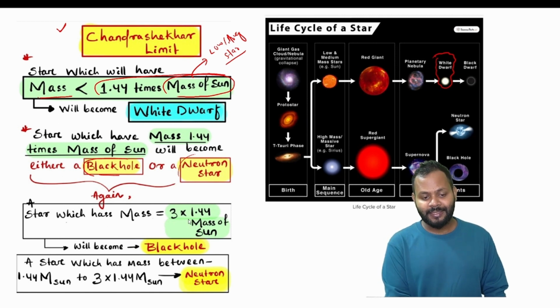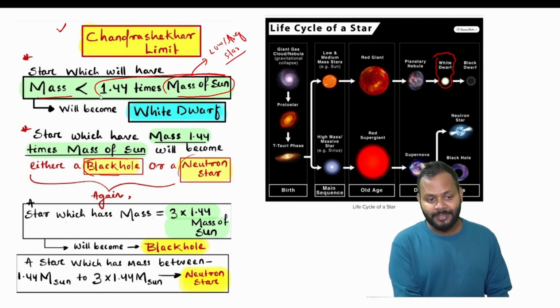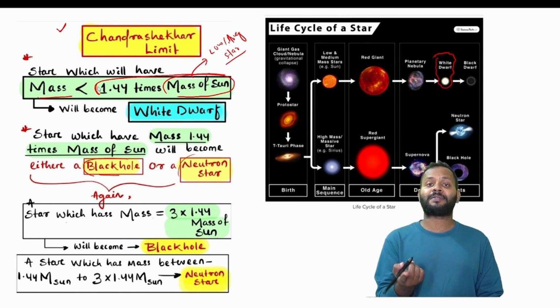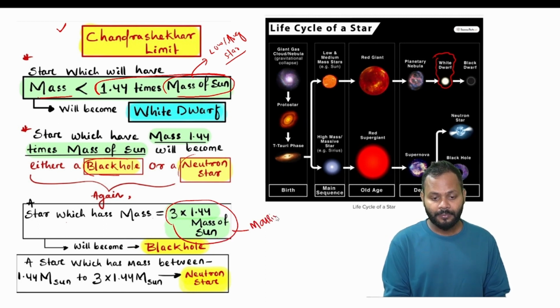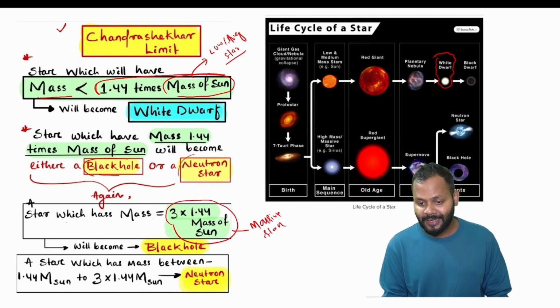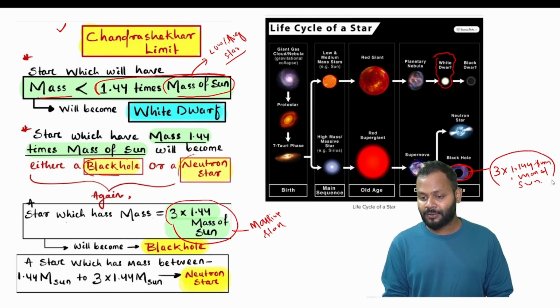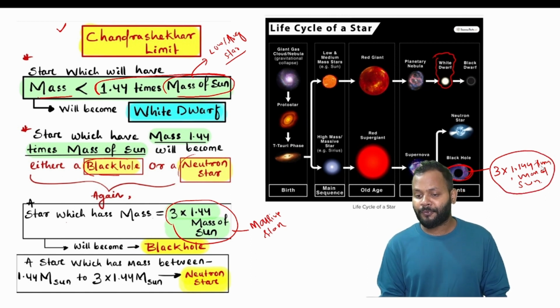A star whose mass is about 3 times 1.44 times the mass of the sun is a big star, a massive star. In this case, we will get a black hole. This is the example of 3 times 1.44 times the mass of the sun. When the star has 3 times 1.44 times the mass of the sun, it is called a black hole.